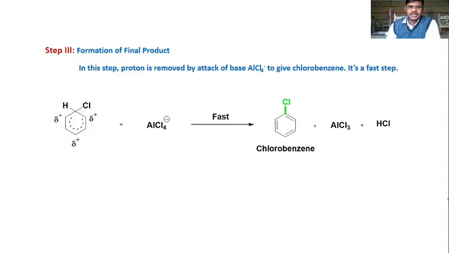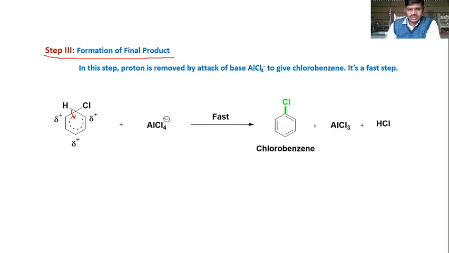Now what happens in the next step? The third step is the formation of the final product, or the aromatization. This bond shifts over here like this, and again the positive charge which was there gets diminished and the aromatic structure gets formed.